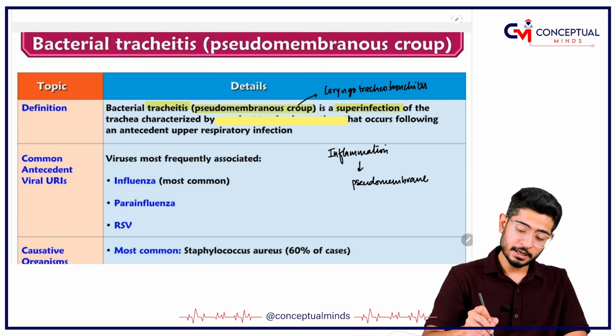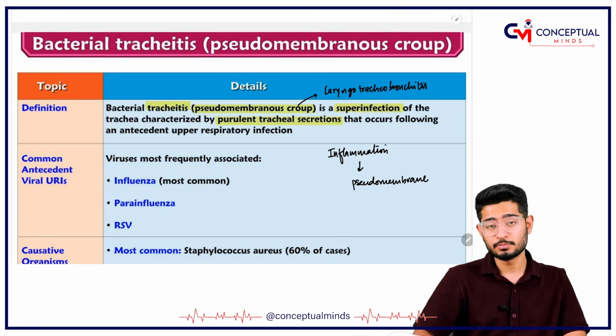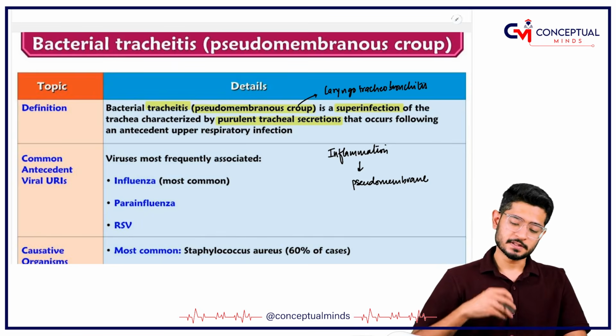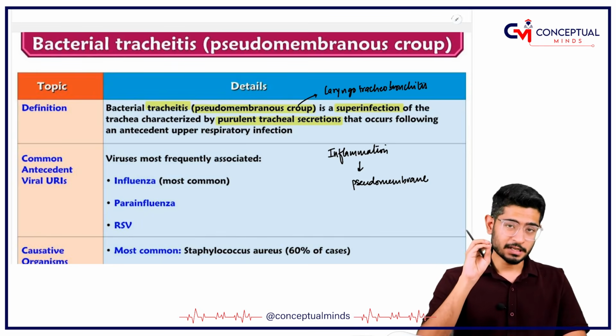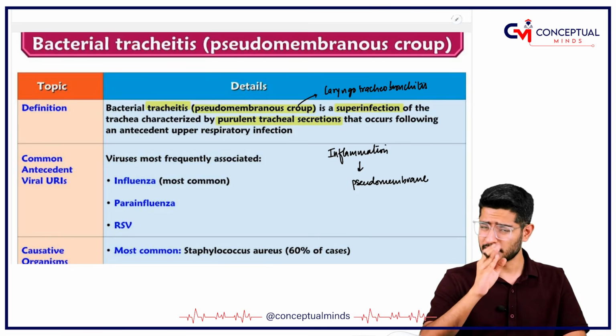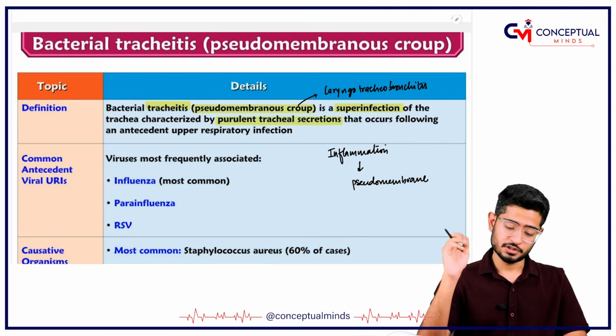by purulent tracheal secretions. There is going to be pus coming out. Why? Because it's an inflammation, right? So there will be pus coming out from the tracheal infection. So basically pseudomembranous croup is just a superinfection. There is tracheitis, the inflammation of the trachea, which is coming along with the infection as well.